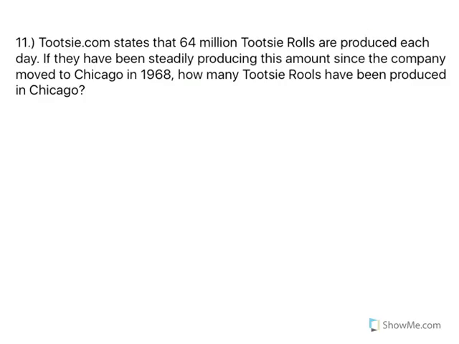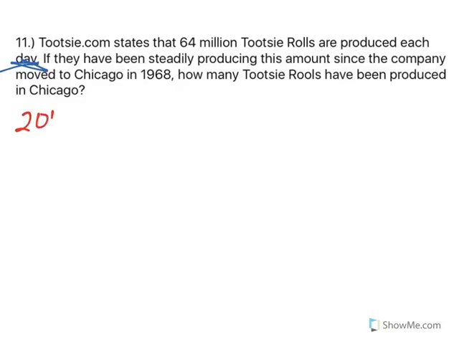And the last one for this video. Tootsie.com states that 64 million Tootsie Rolls are produced each day. If they've been steadily producing this amount since the company moved to Chicago in 1968, how many Tootsie Rolls, spelled that wrong, have been produced in Chicago? Well, okay, we don't know exactly when in 1968. We're going to assume 2016 is over. We're going to do a little bit of estimating here.